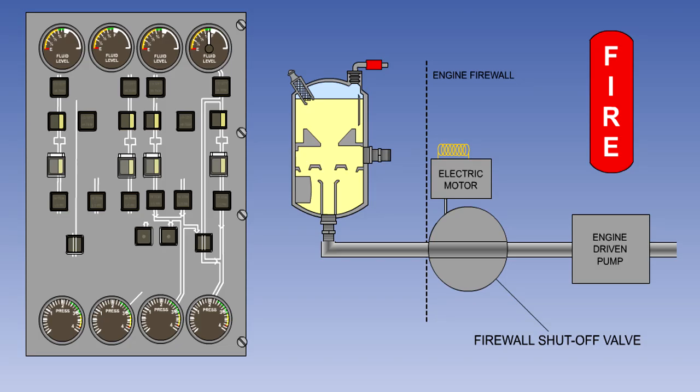The firewall shutoff valve is used to shut off fluid at the pump inlet. Pulling the engine fire switch will close this valve. The flow bar is lit when the valve is open.